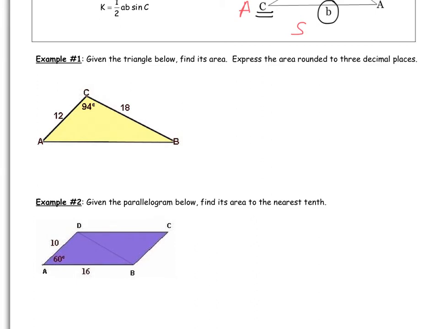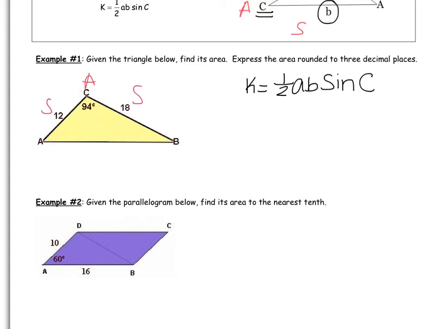So there's no perpendicular height, so we're going to use K equals 1/2 ab sine C. Now the a and the b are unnecessary. It doesn't necessarily have to be side a, even though this is side a. It doesn't necessarily have to be side b. It could be whatever. As long as you have side, angle, side, you're good to go.